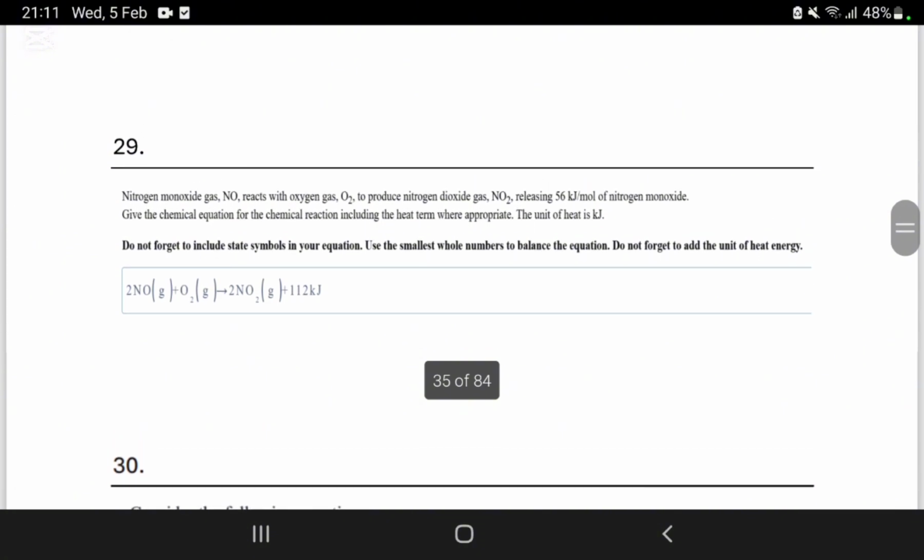For this one, we're just gonna have to balance it and then put the energy at the end because they said here releasing.